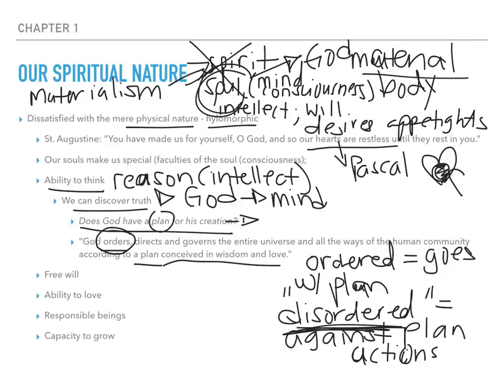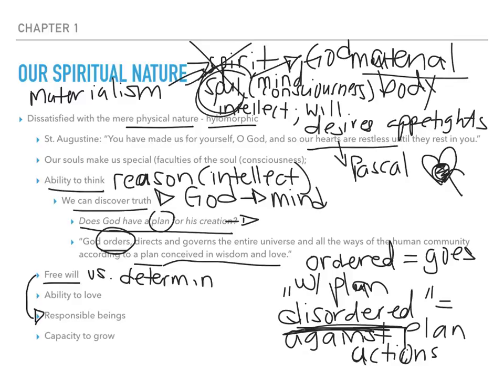Some other aspects of our spiritual nature is our free will. And this goes to the idea that we're responsible. So free will is the idea that one of the faculties of the soul, that I have the ability to choose between right and wrong. The opposite of that would be determinism. Determinism comes in a variety of forms.